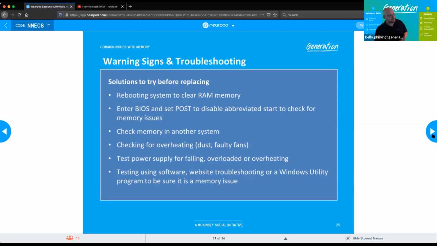Another thing you could do is enter the BIOS and set the POST to disable abbreviated start to check for memory issues. You could also take that RAM module out of your computer, put it in another computer, and see if it works just fine. You could check for dust and faulty fans if the system is overheating, because overheating can cause the system to run sluggish or crash as well.